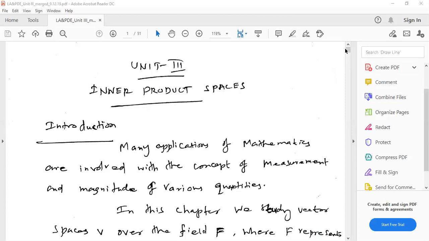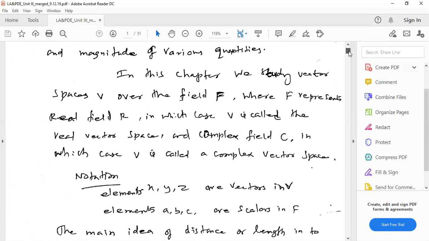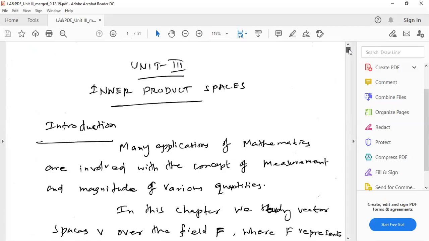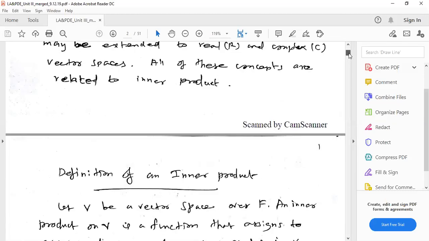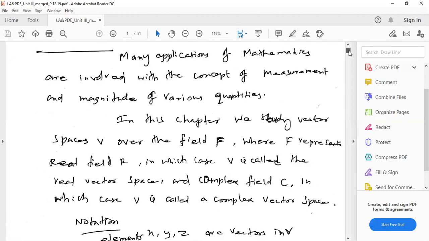Inner product spaces have many applications in mathematics, as they are involved with the concept of measurement and magnitude of various quantities. In this chapter, we study a vector space V over the field F, where F represents either the real field R, in which case V is called a real vector space, or the complex field C, in which case V is called a complex vector space.